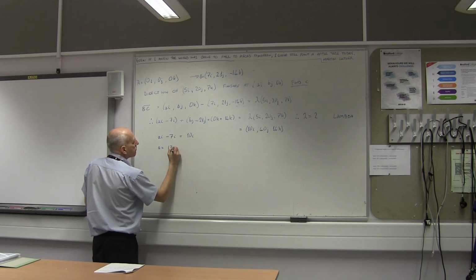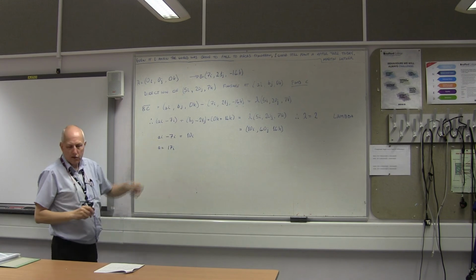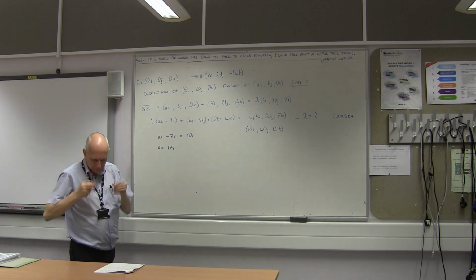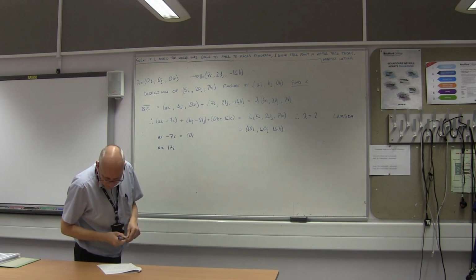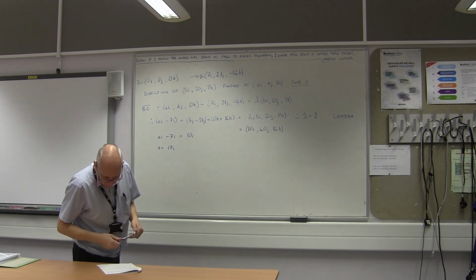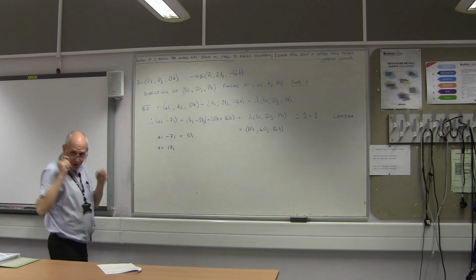Okay. 17 minus 7 gives me 10. Double checking myself here. Yeah, it agrees with me. Good. It's a good sign.